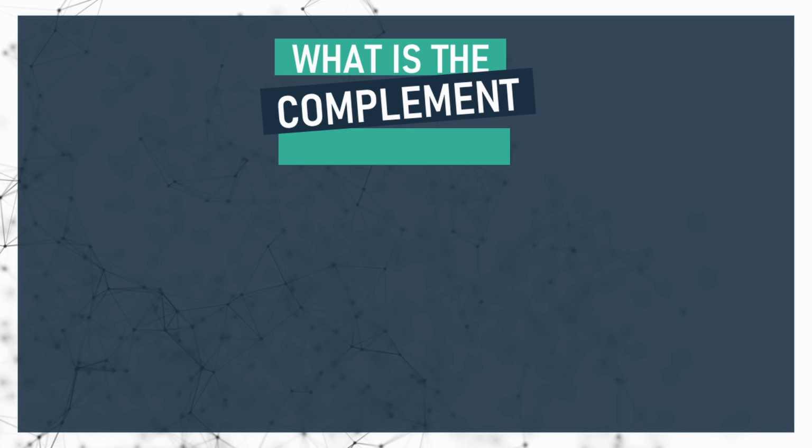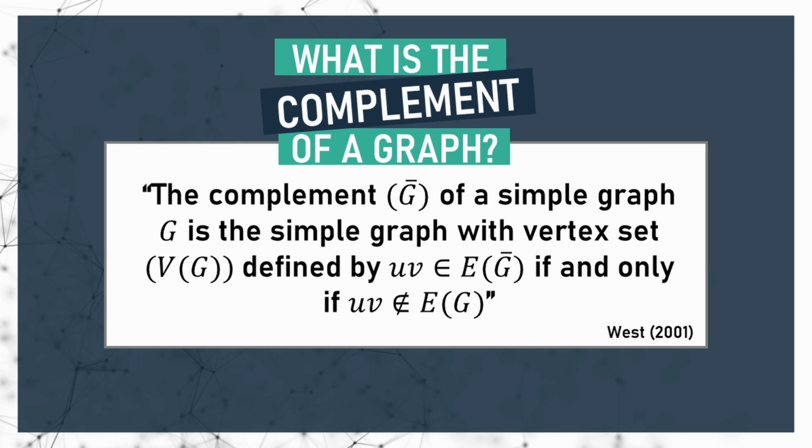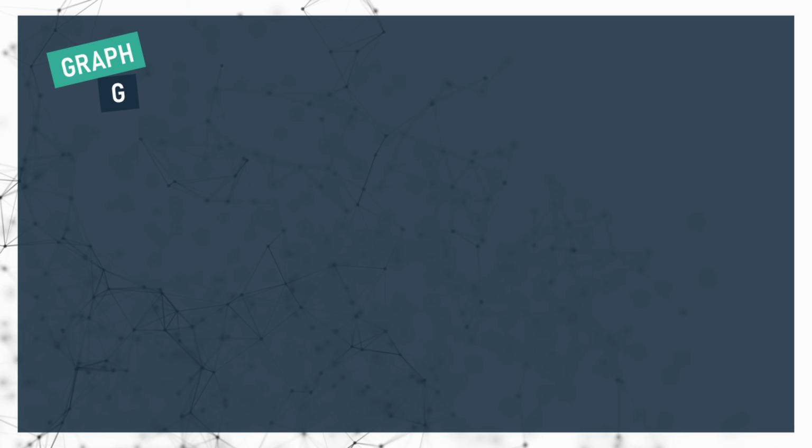According to the definition, the complement of a simple graph G is another simple graph with the same vertex set, V of G, but with edges that are not on the edge set of graph G. Let me show a couple more examples.